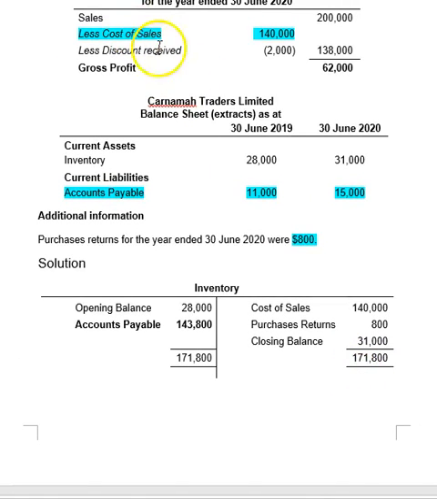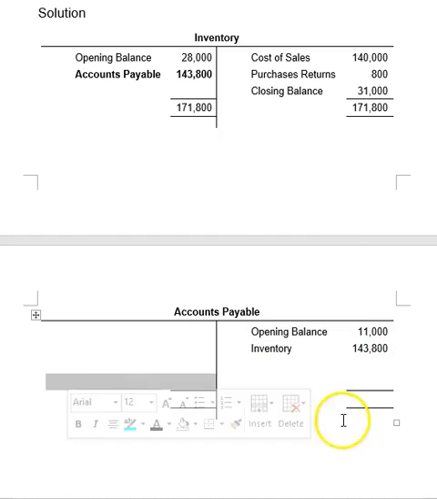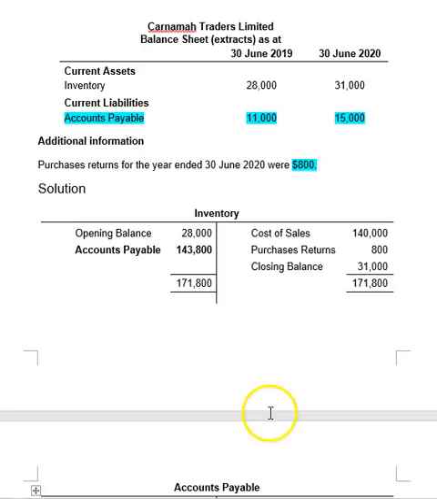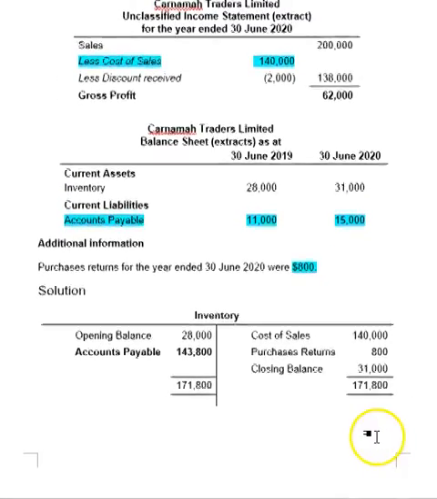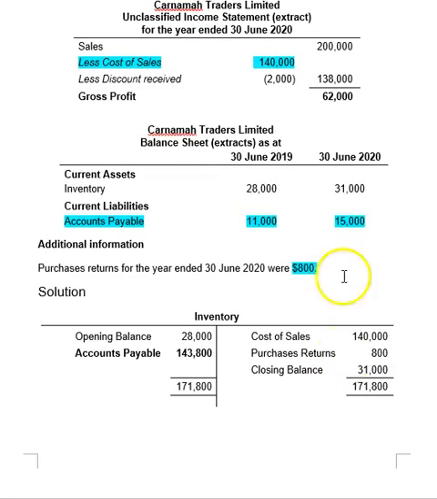And not to forget, you need to put in your accounts payable balance BD and balance CD as well. So opening balance, you have 11,000, and don't forget your closing balance, 15,000. Put in your opening balance and closing balance. Put in the amount of accounts payable increase, which is 143,800. And then we look for things that would affect our accounts payable account, for example, discount received.